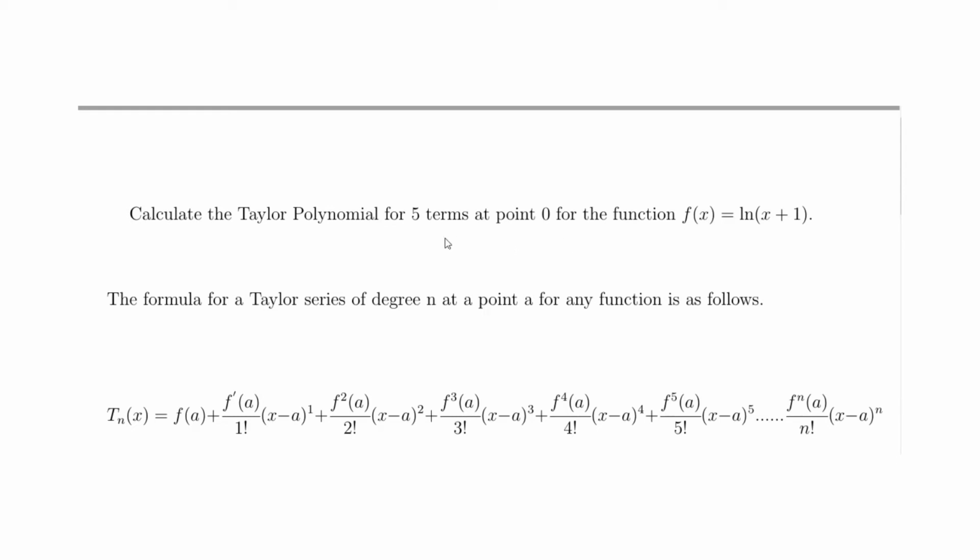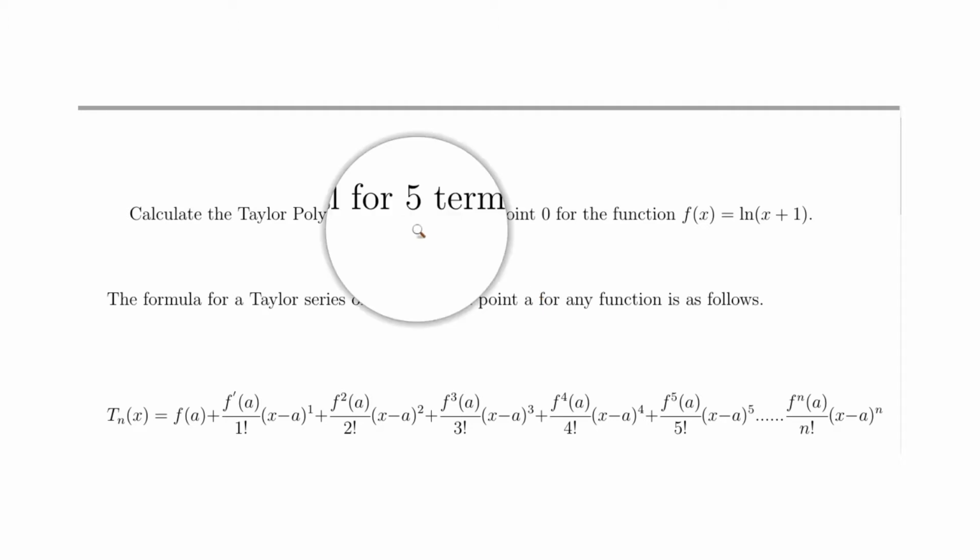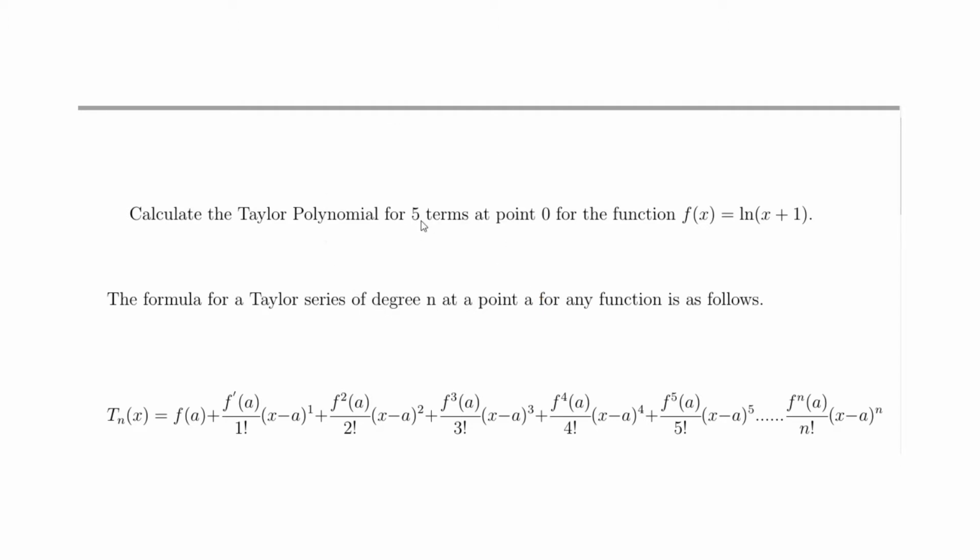Okay, so in this video we're going to calculate a Taylor polynomial for 5 terms at the point 0 for the function ln of x plus 1, and that's our function there. And important to remember that we're calculating it at point 0, that's our part of the question there. So point A is 0, and calculating it also for 5 terms. So always remember to get your 5 terms.